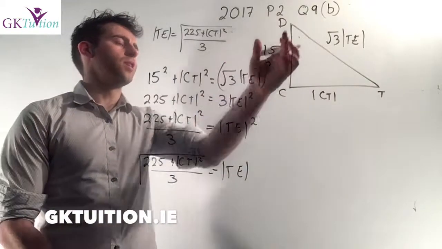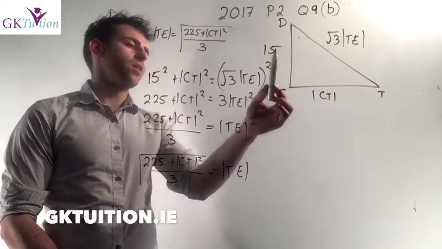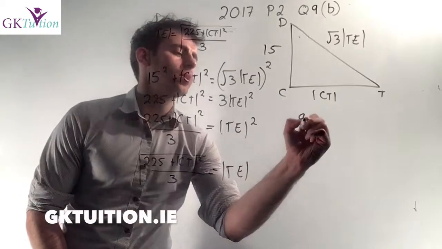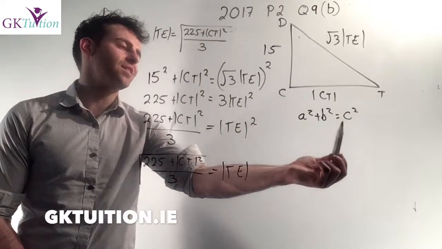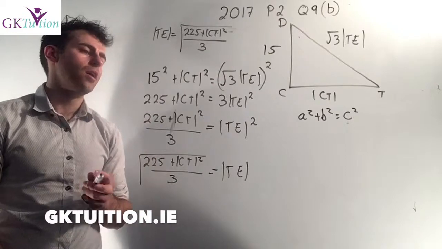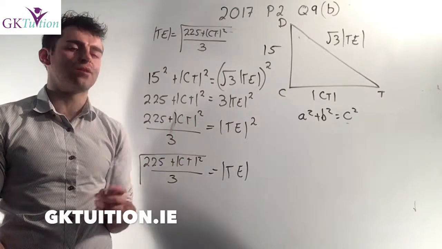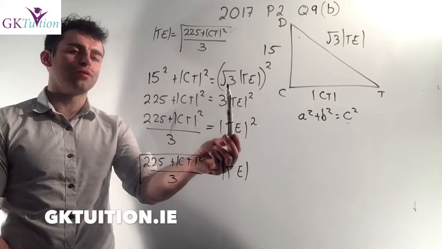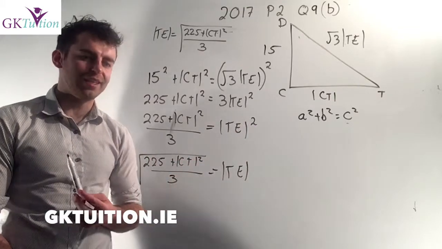So, as you can see, I've drawn out my triangle now. I know the hypotenuse is root 3 TE, and the sides are 15 and CT. So if I use Pythagoras' theorem, remember you're subbing into the formula a squared plus b squared is equal to c squared, where in this case c is the hypotenuse, root 3 multiplied by TE. If I sub in, I get 15 squared plus CT squared equals root 3 TE squared. So that's 225 plus CT squared. Root 3, if I multiply it by itself, I get 3. TE, if I multiply it by itself, I get TE squared.